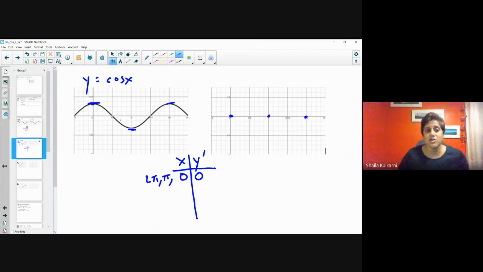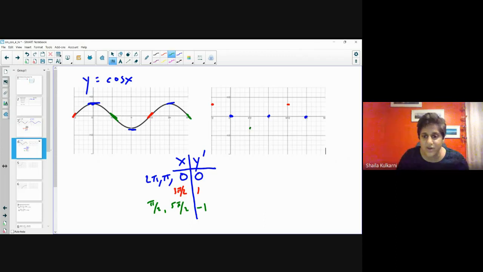Okay, let's go to this next group. At 3 pi over 2, it looks like the slope is 1. And it happens to look like the slope is 1 over there too. So we're going to graph 1 here, and we're going to do the same thing at 3 pi over 2 right here. Then what about at pi over 2 and 5 pi over 2? They both have the same slope, which looks like it's -1.